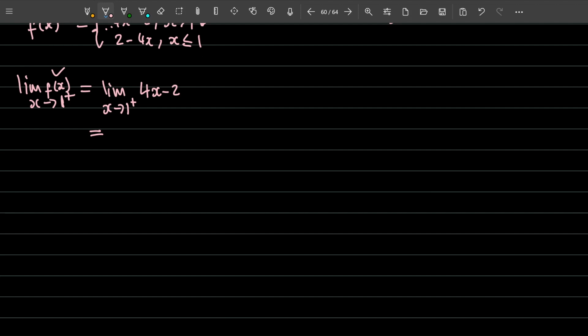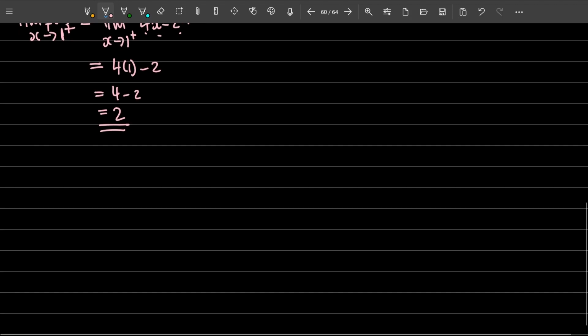What type of a function is this? This is a nice polynomial function, so it's so easy, and we substitute, right? Exactly. So I'm going to just put 1 in there. So it's going to be 4 by 1 minus 2, right? Which is going to be 4 by 1 is 4, minus 2 is going to be 2. So that is my answer.